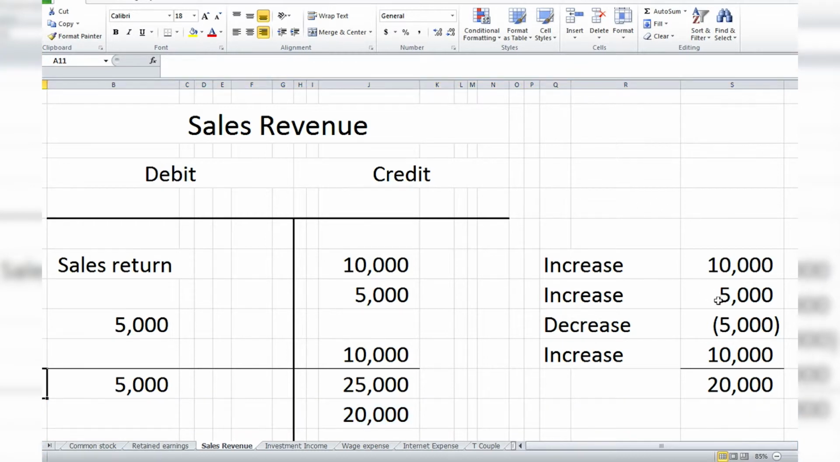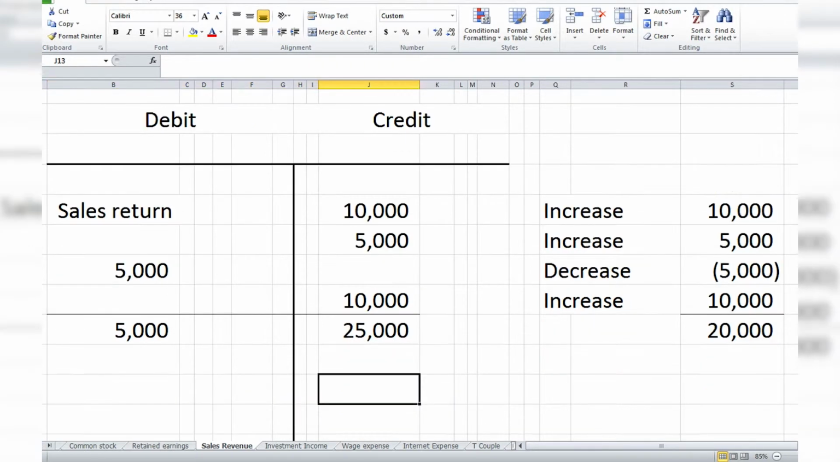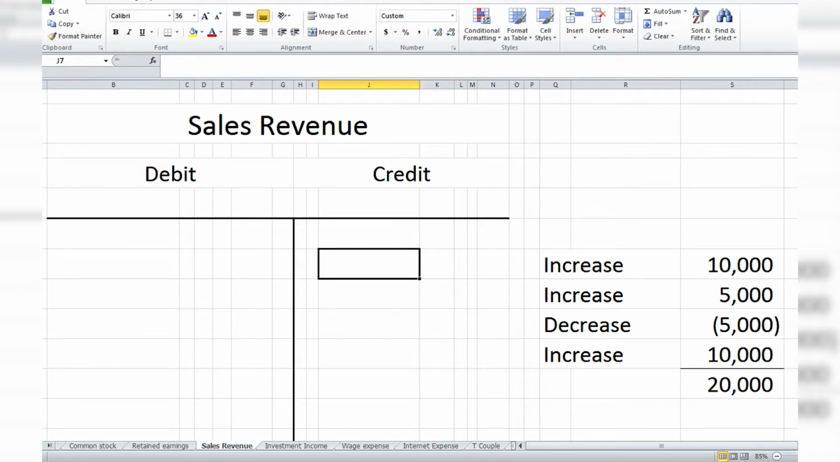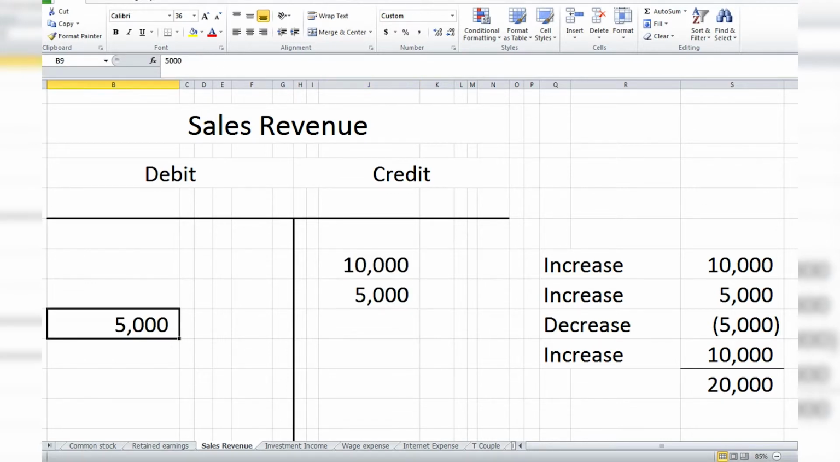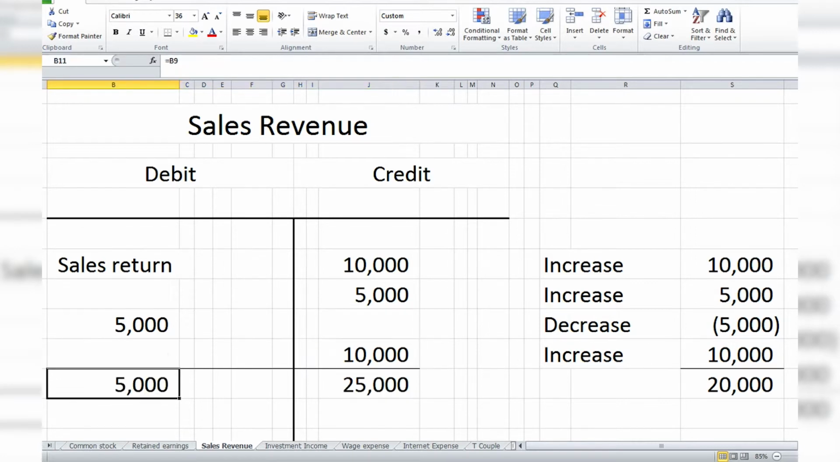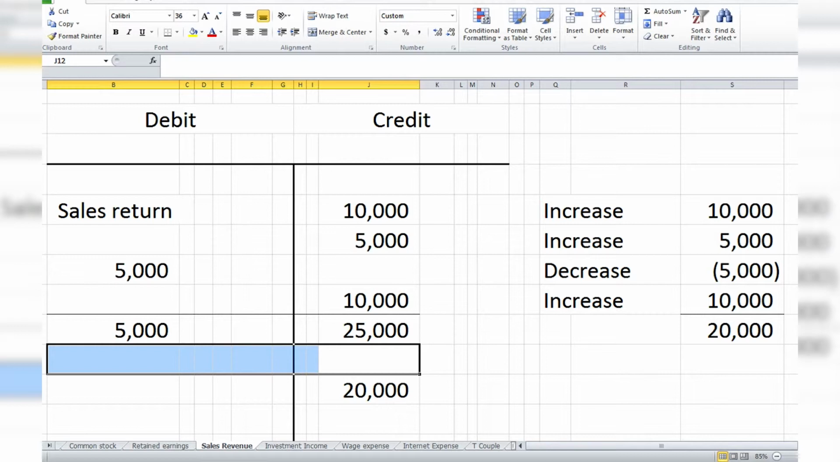So we increase, increase, decrease, increase. So from the top, we reverse all this good stuff. We start out with increasing revenue with a credit of 10,000. Another 5,000 increase, decrease 5,000 for sales return. We have another increase, summing both columns up, figuring out what remains, 20,000.